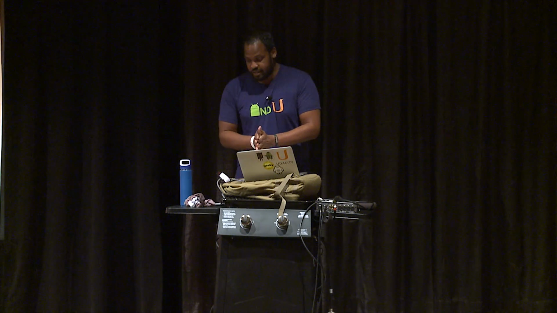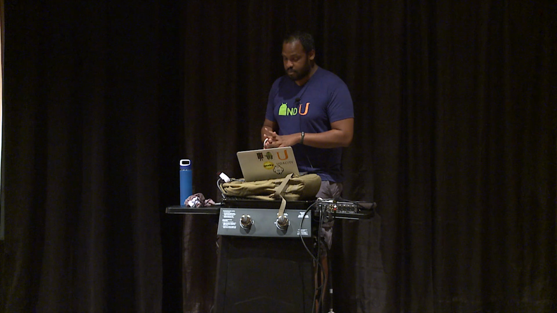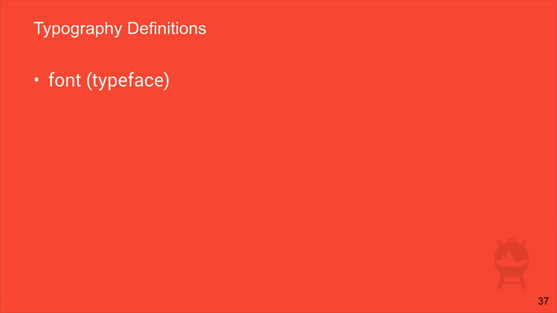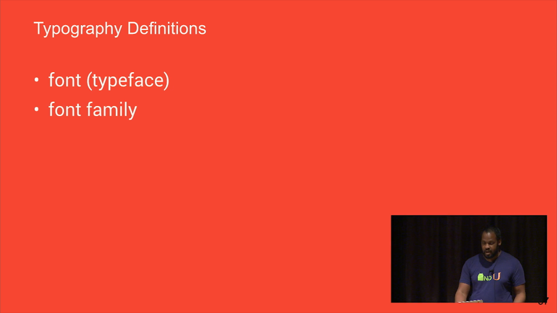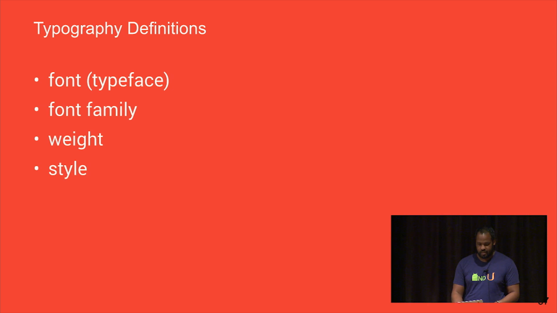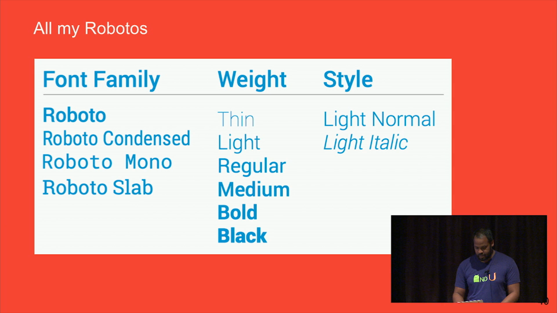All right, so typography, a couple of definitions. A font or a typeface is a specific style of writing a set of text or characters. A font family is a group that are equally influenced by that same style, but they might have slight differences here and there. And a font weight is basically the thickness of a font. And the style is generally whether it's italic or normal.